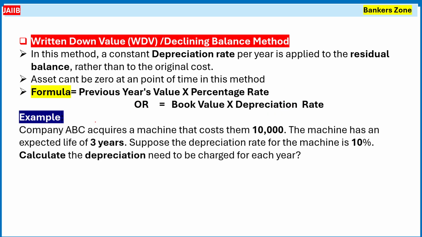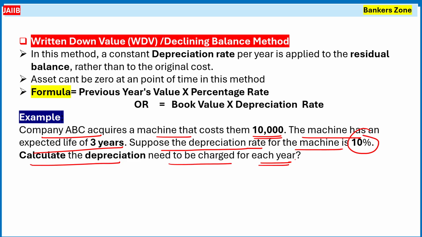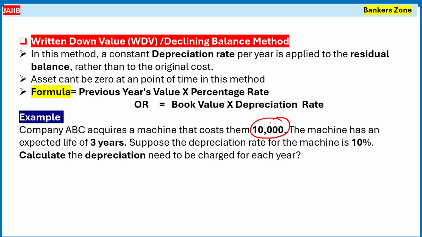See, very easy. Company ABC acquires a machine that costs 10,000. The machine has an expected life of 3 years. Suppose the depreciation rate for the machine is 10%. Calculate the depreciation to be charged for each year. We have to find the depreciation. So what is given? The cost of the purchased machine is 10,000, we will use it for 3 years, and the depreciation rate is 10% per year.